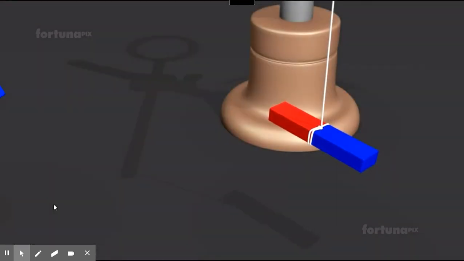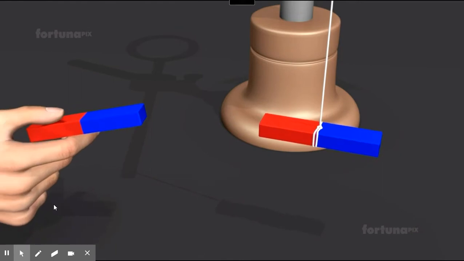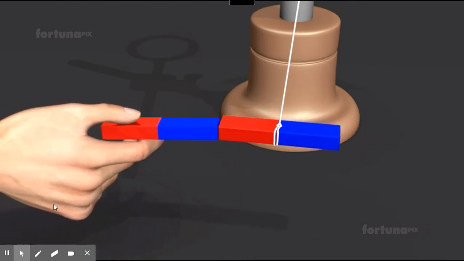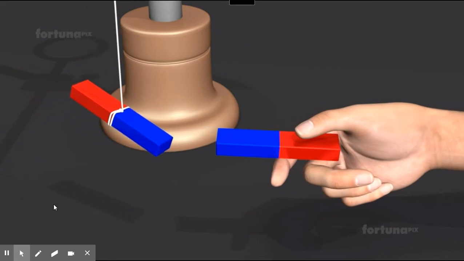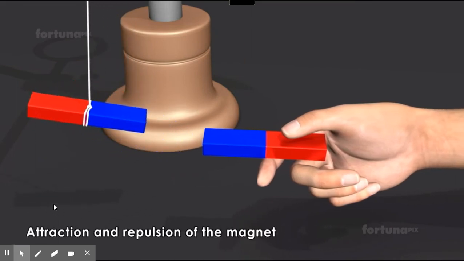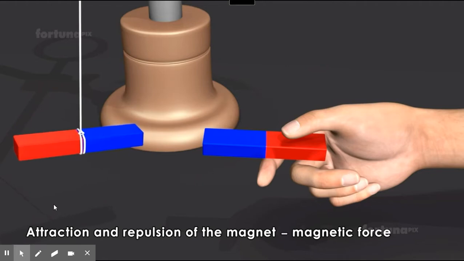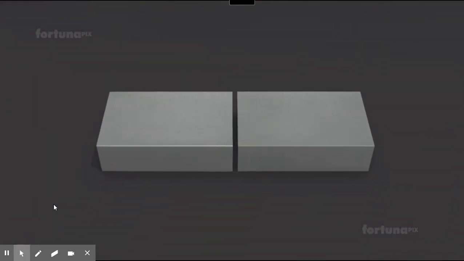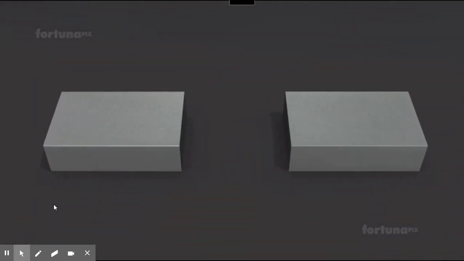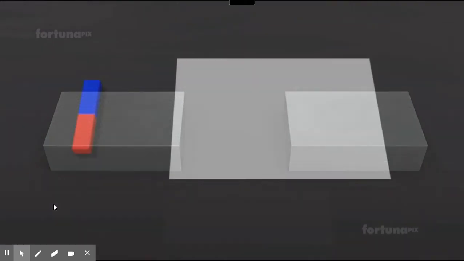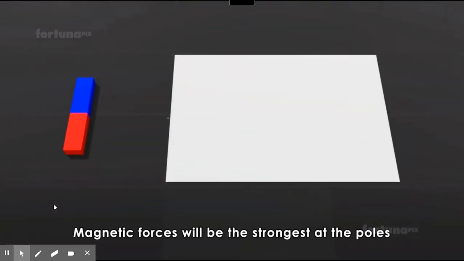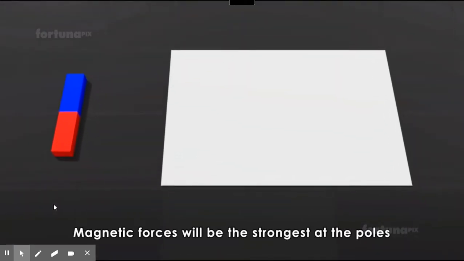If we were to move two magnets close to one another, the opposite poles will be attracted and the like poles will repel. This attraction and repulsion of the magnet is the magnetic force. If we cut our magnet into two pieces, each piece will still behave as a magnet with its own north and south poles. Magnetic forces will be the strongest at the poles.